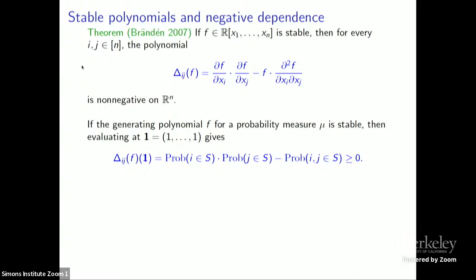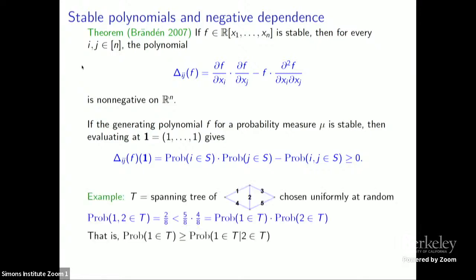And what this says is that if your distribution corresponded to a polynomial with this property, then the probability that your two favorite elements both show up is less likely than it would be if they were independent.